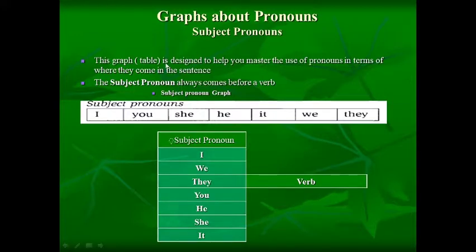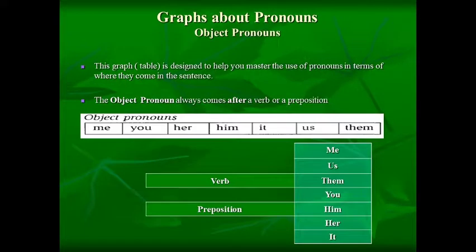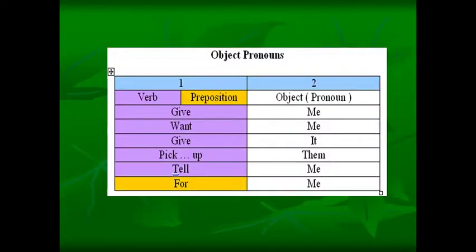So, this graph is designed to help you master the use of pronouns in terms of where they come in the sentence, okay? So, the subject pronoun always comes before a verb. So, subject pronouns, like I told you before, are I, you, she, he, it, we, they. They always come before the verb, okay? Now watch this. This graph, on the other hand, shows when they come after. So the object pronoun always comes after a verb or a preposition. So object pronouns are me, you, her, him, it, us, and them. After a verb and preposition, these pronouns come in.